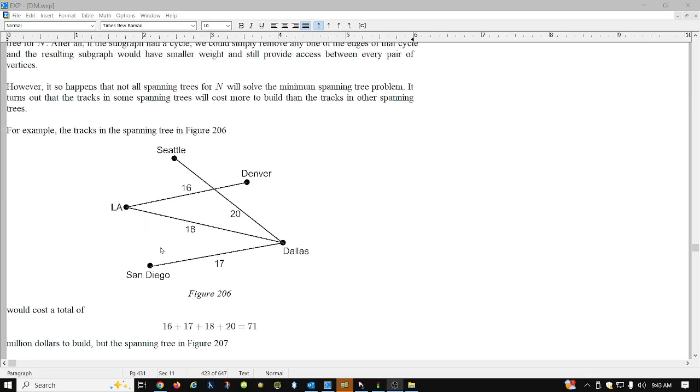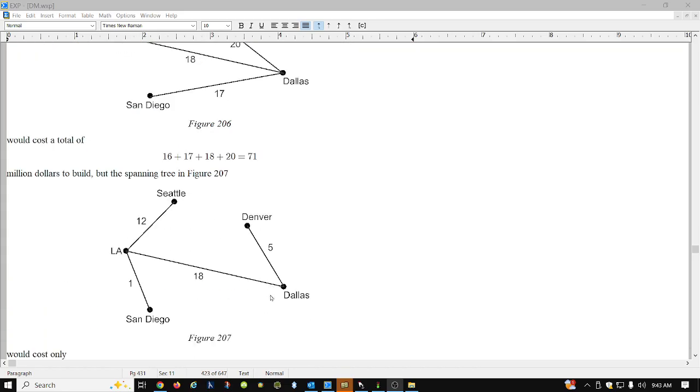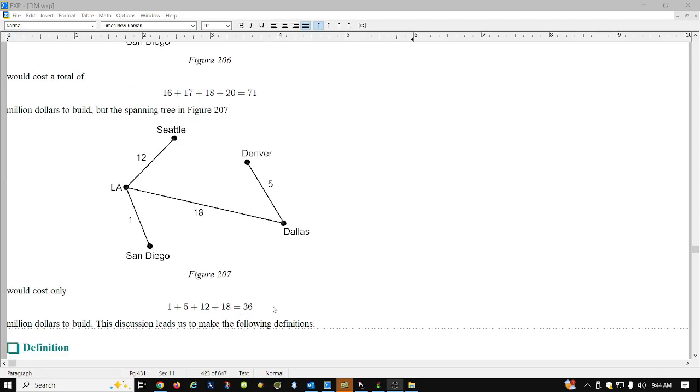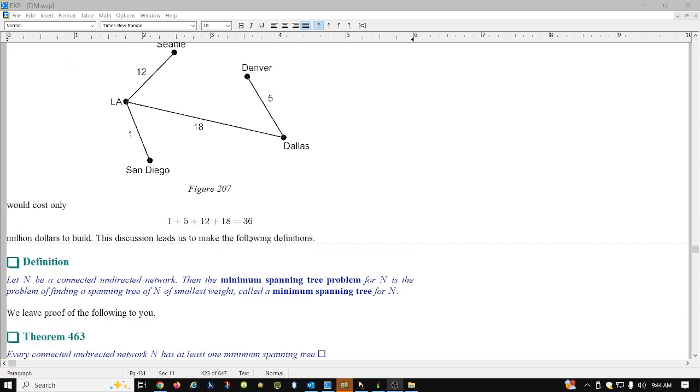So here is one possible spanning tree that would allow you to get from any city to any other city. The total cost is $71 million, but this spanning tree has a total cost of only $36 million. It's a lot cheaper.